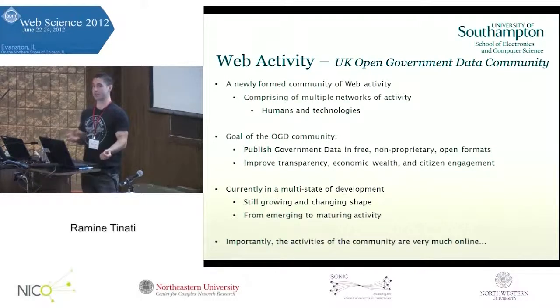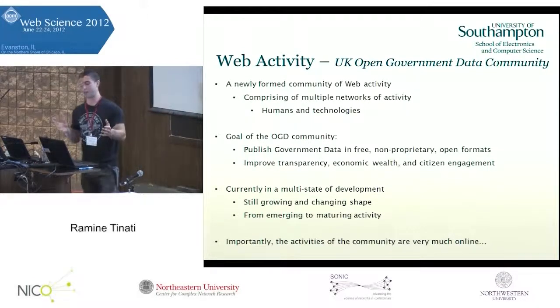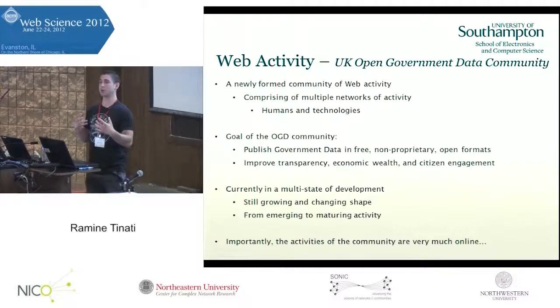And the overall goals of this community are to improve the transparency between the government's spending and the government's finances, increase economic wealth, and also citizens' engagement. So we're trying to narrow the gap between the citizen and the government. And this community is very diverse, and as I said, it consists of many different actors within it. And it's still growing and it's still emerging. And this is a really good example of why and how we can look at web activity as these different constructs of the web.